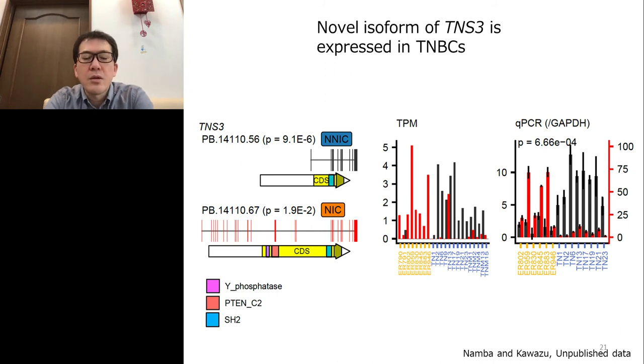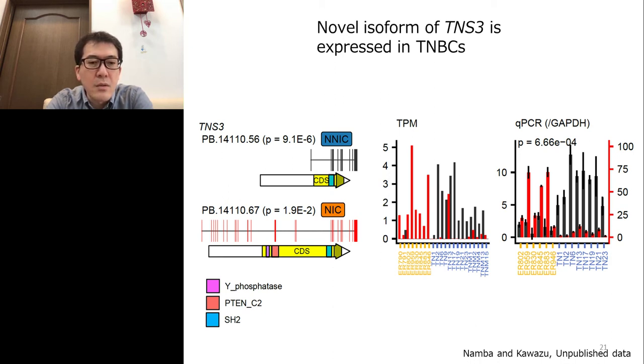So we focused on the TNS3 gene, tensin 3. First, we confirmed that the novel isoform of tensin 3 is specifically expressed in TNBC, as shown in the black bars in the right graph, by RT-qPCR experiments.